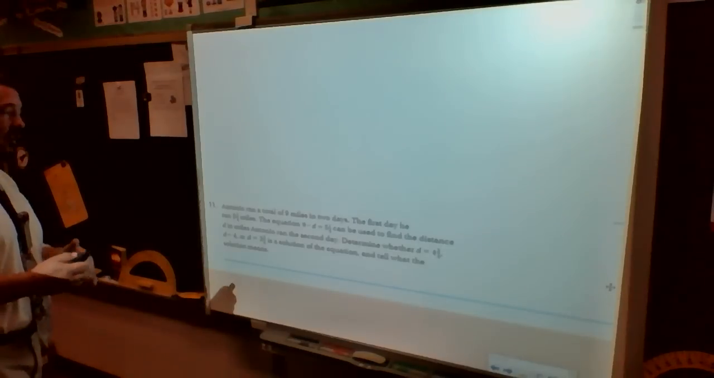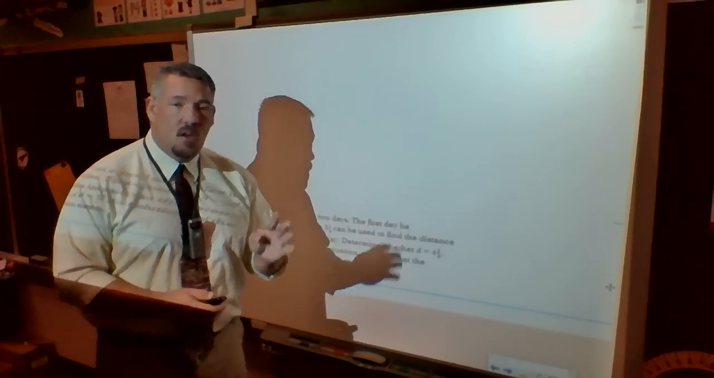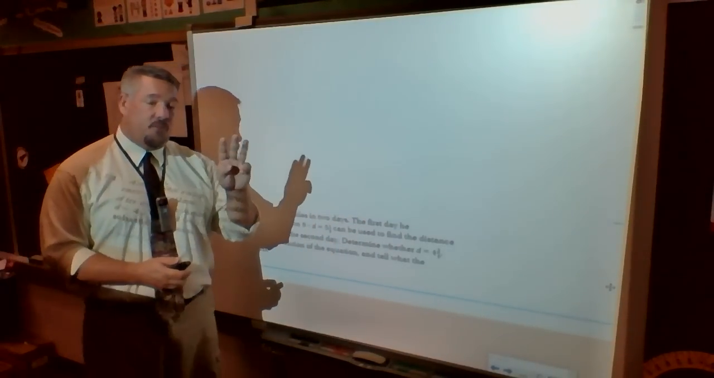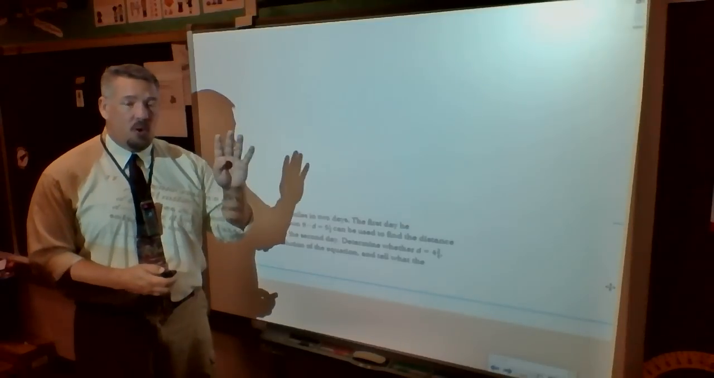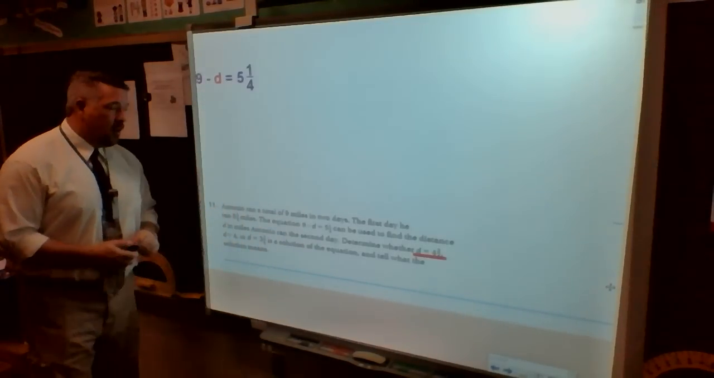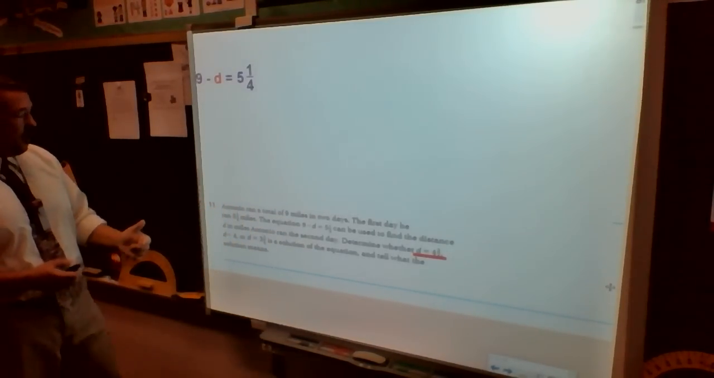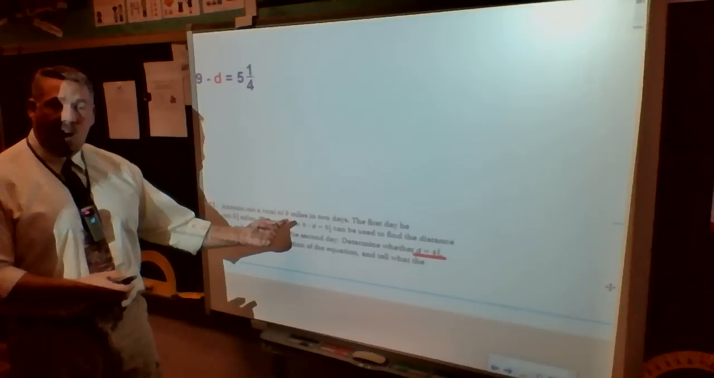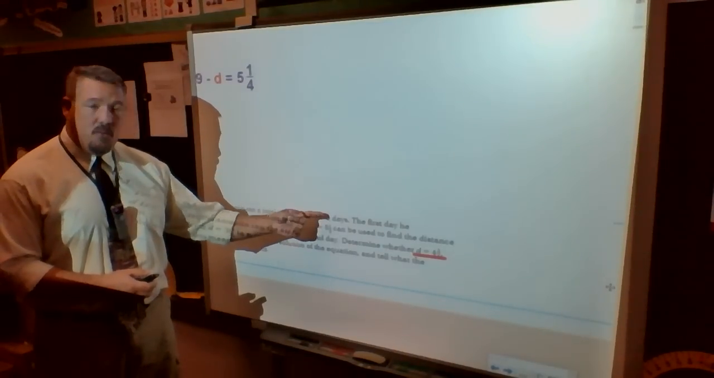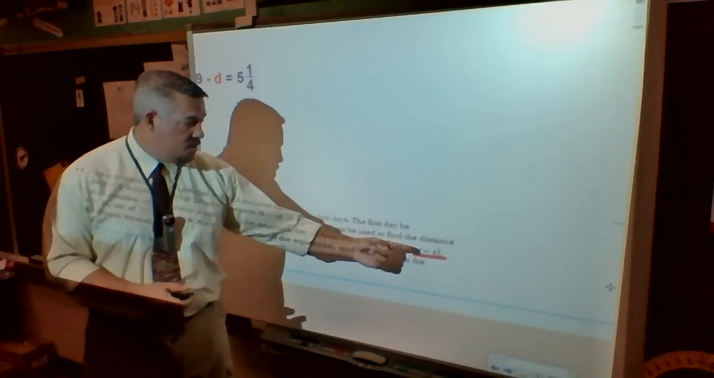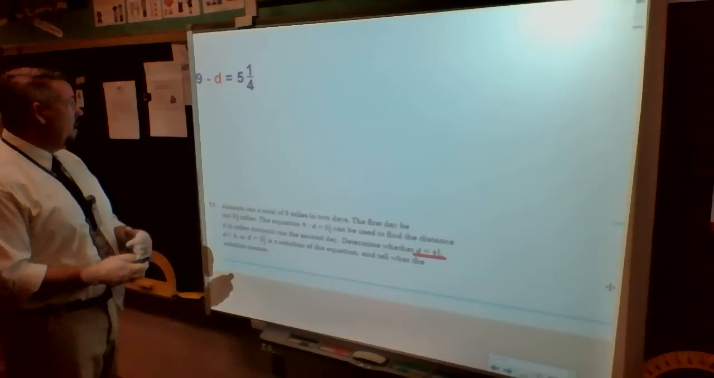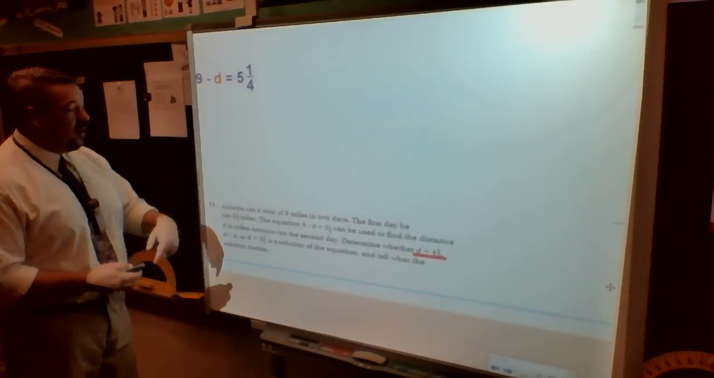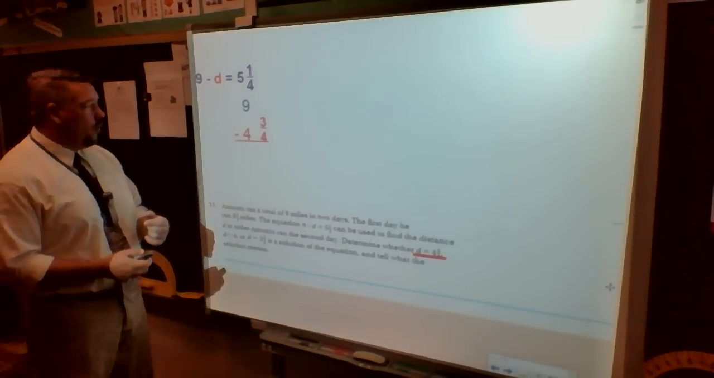So hopefully you have your 4 different points that you've earned by finding 4 or 3 different answers and then figuring out which one is indeed the solution. So we start by substituting in where I have the equation 9 minus d is equal to 5 1/4, and I substitute in my first fraction that they give me. I end up substituting 4 3/4.